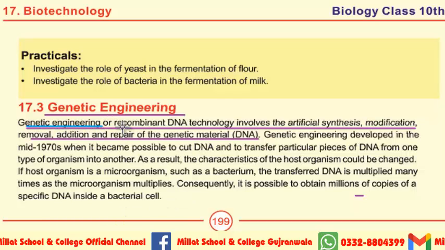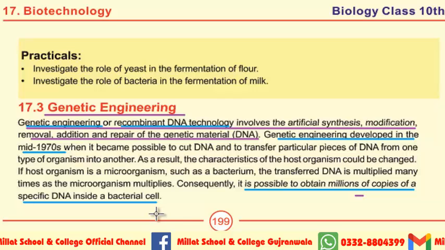The second name for genetic engineering is recombinant DNA technology. Genetic engineering developed in mid-1970s. It is possible to obtain millions of copies of a specific DNA inside a bacterial cell by genetic engineering.